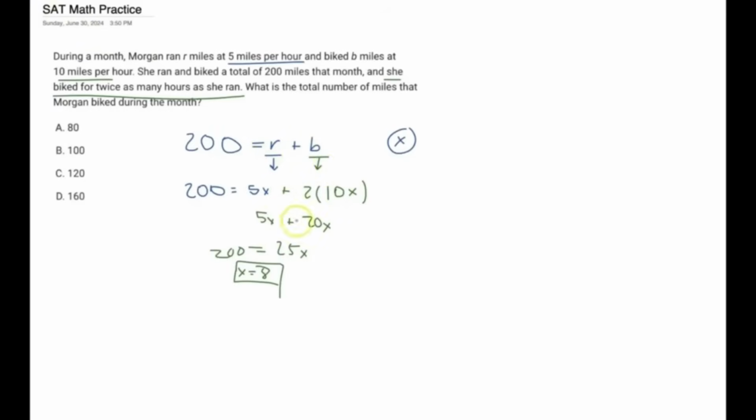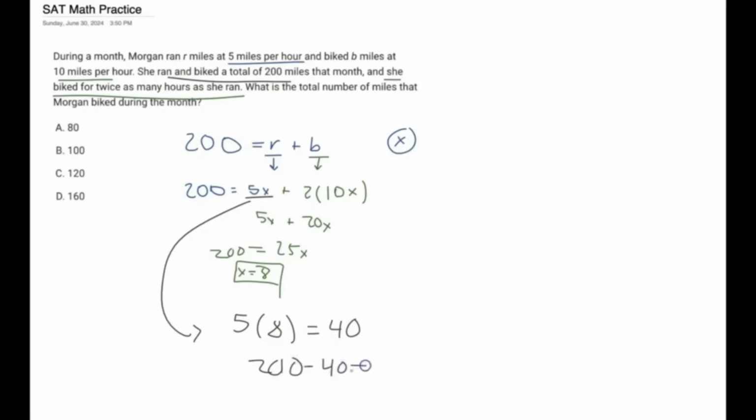Now why? Well, because we can plug this back into the 5x here. So we know that she runs 5 miles per hour. So if she's doing x activity for 8 hours, that's going to give us 8 times 5, so that's 40 miles. And we know in total, she ran and biked a total of 200 miles. And so 200 minus 40 is 160 miles. And so that is our final answer. And there's another way you can check.